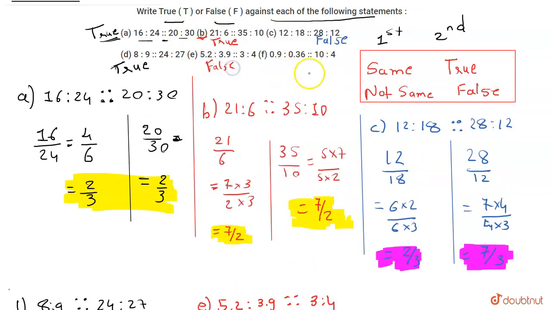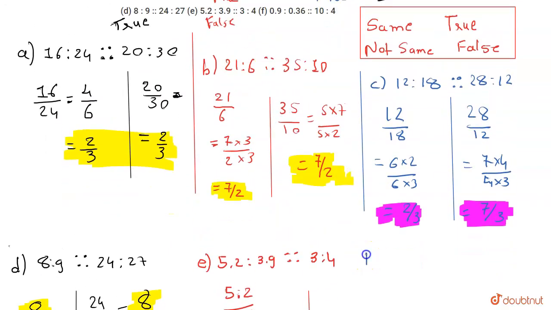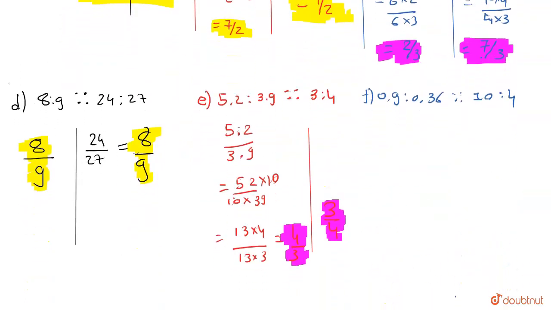Okay, now the final question is question F. The last question, F, is 0.9 in the ratio of 0.36 in proportion with 10:4. Now here we have to be careful, because here it is 9 divided by 10 and 36 divided by 100, right?